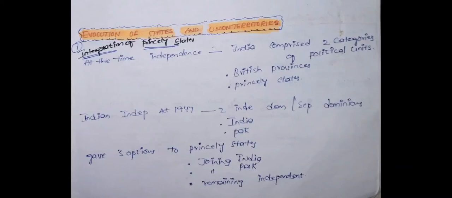In Indian polity, we are going to discuss the evolution of states and union territories. First one is the integration of princely states. At the time of independence, India comprised two categories of political units: one is British provinces, another one is princely states. British provinces means those provinces which were administered by the British. Coming to the princely states, those were administered by local rulers or hereditary rulers.